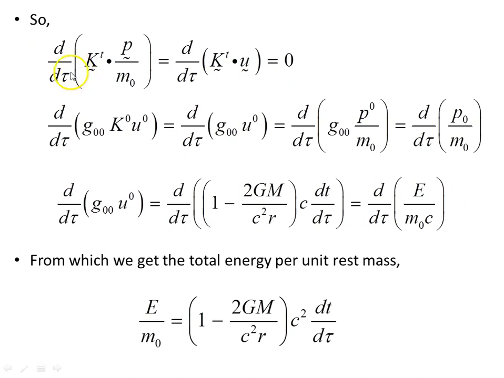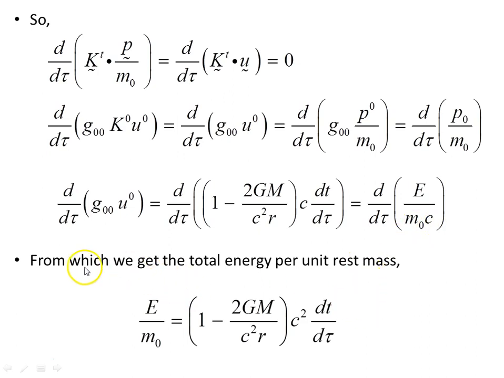Alright, next one. So d/dτ of this object is equal to 0. Let's substitute in here. Kt is g00 k0 u0, and it lowers the index. Now, d/dτ of g00 of that, from the metric, we get this. This comes from the metric, the g00 component, and u0 is c times dt/dτ. And we get over here d/dτ of E on m0 c.